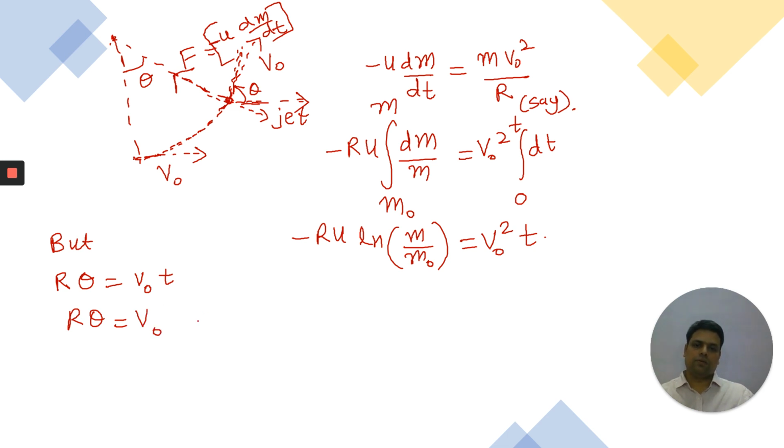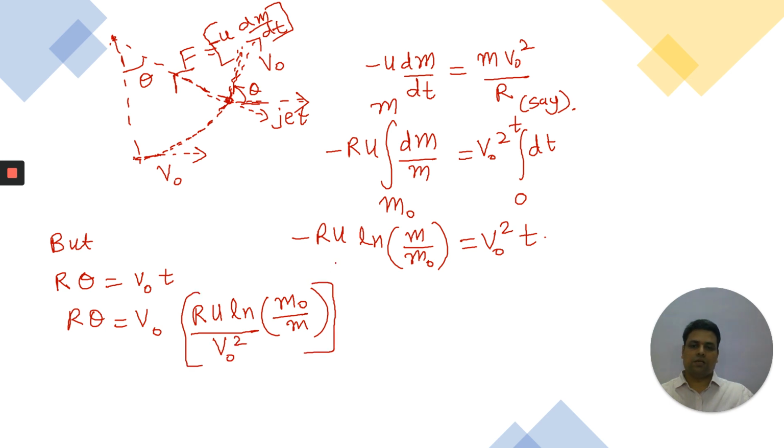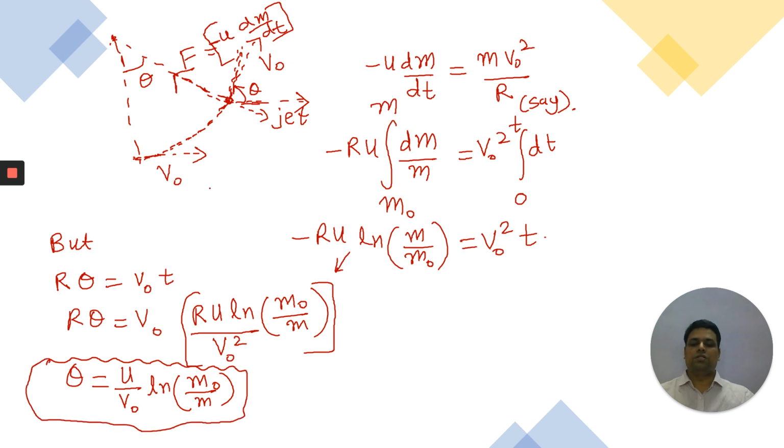The t is, we can rearrange and write, r u ln m naught by m by v naught square is the time from the result we got. So we can cancel that v naught, and cancel that r on both sides. So u by v naught ln m naught by m would be the angle. Of course, this is in radians, through which this deviates or changes its direction.